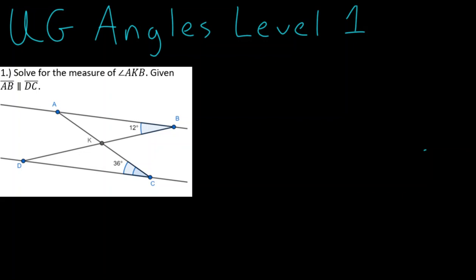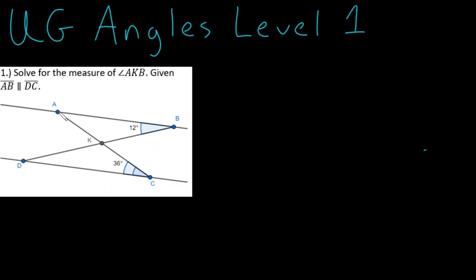Now, in this very first one, it says solve for the measure of angle AKB. So I think the first thing we always want to do is label this. And notice this is actually the first problem from the assignment, so your notes are actually going to be part of the correct answer for number 1. So it says find the measure of AKB.